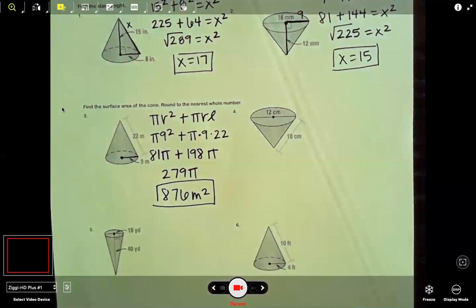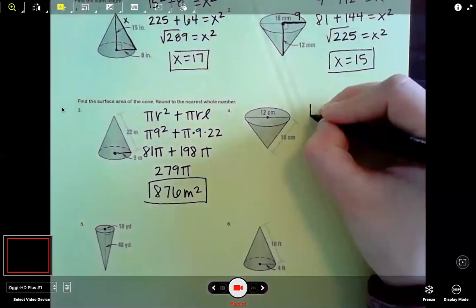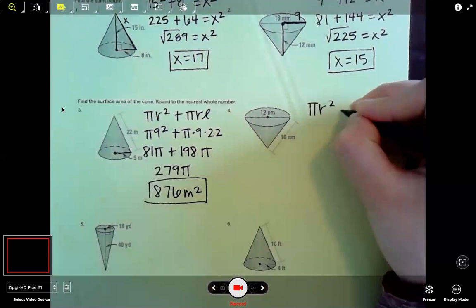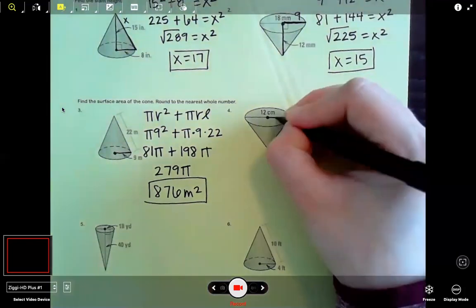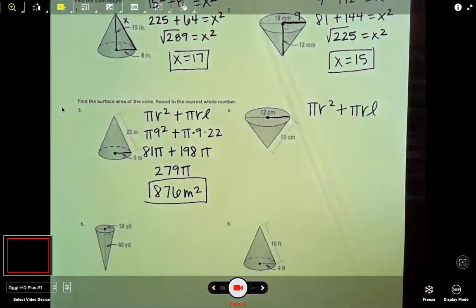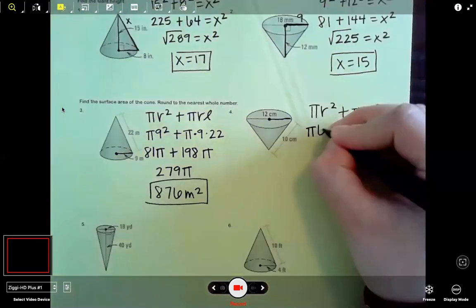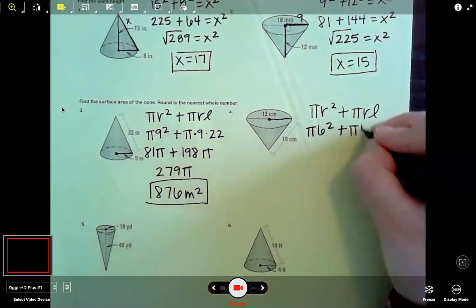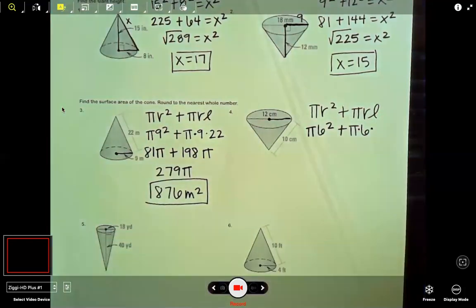All right. Sweet. Let's try 4. So we'll have pi r squared plus pi r L. Okay, this time, what is our radius? It's 6. Good job. And then what would our slant height be? 10.